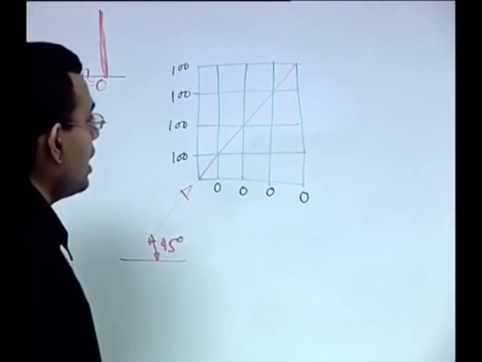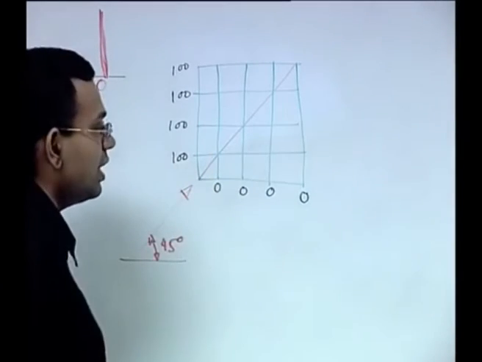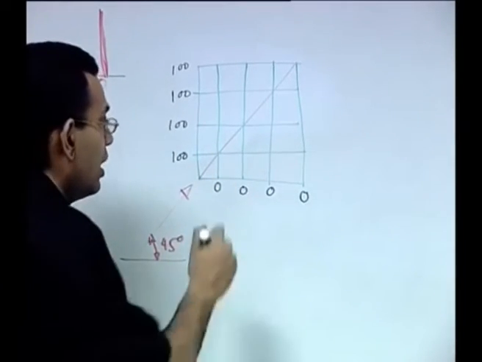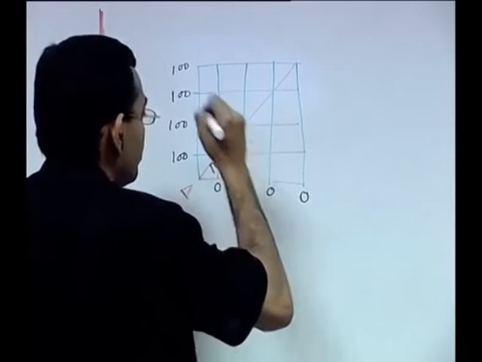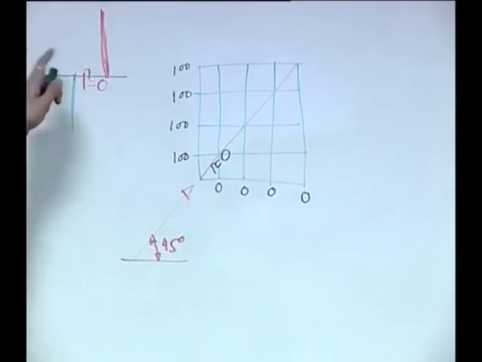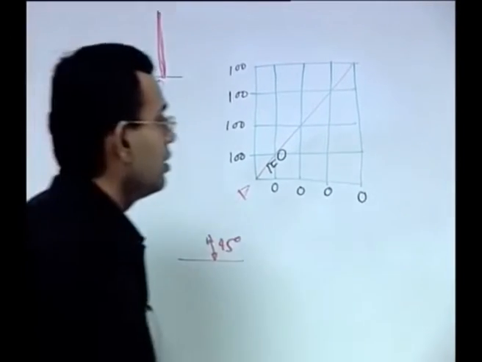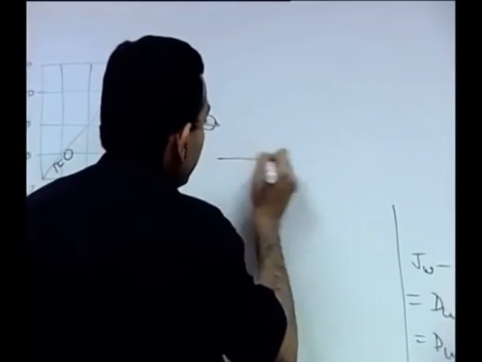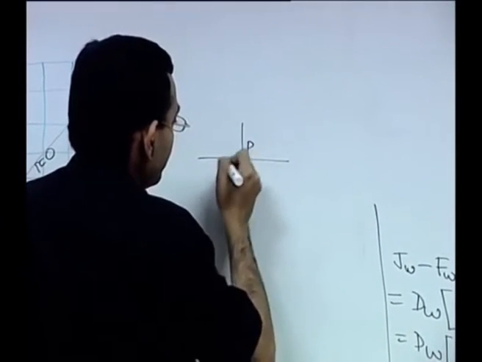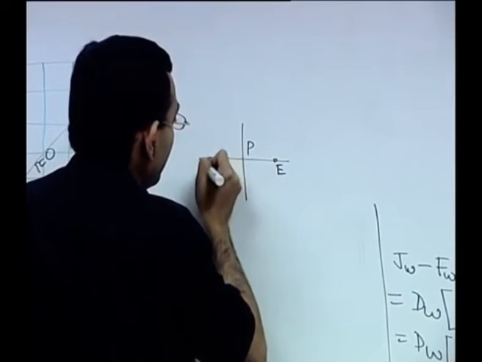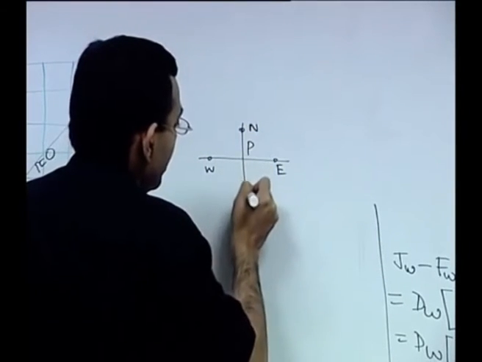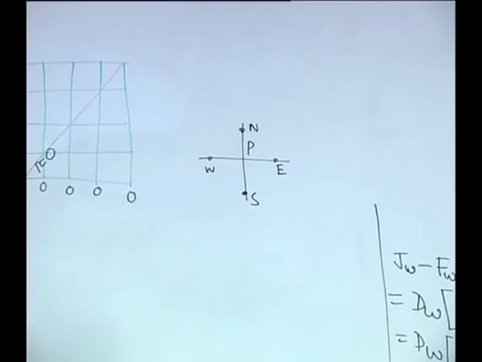So let us try to calculate the values of temperature at the other grid points, assuming that the diffusion coefficient is 0. It is the same problem that we have done, but we have now oriented the flow inclined to the grid orientation, that is the only change that we have made. Now let us consider the grid layout. This is the point P, E, W, N, S. The flow is coming in this way.